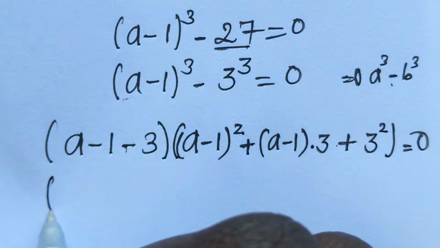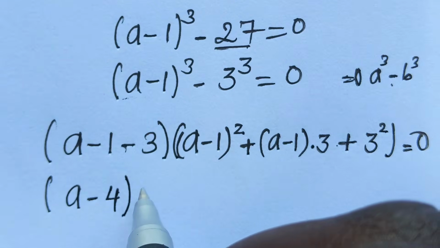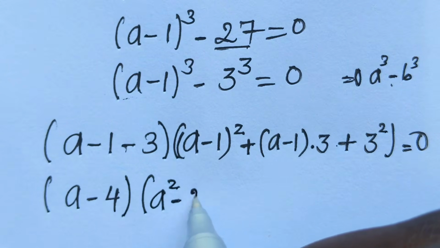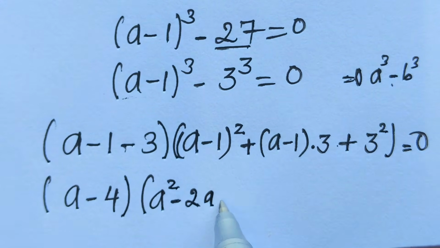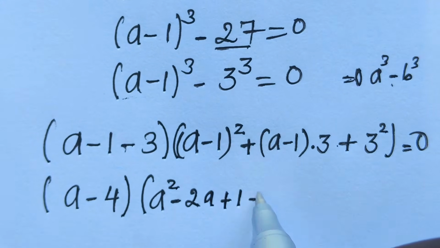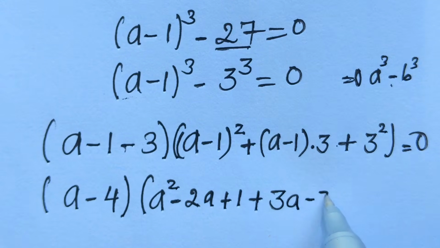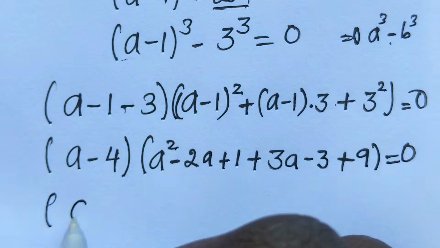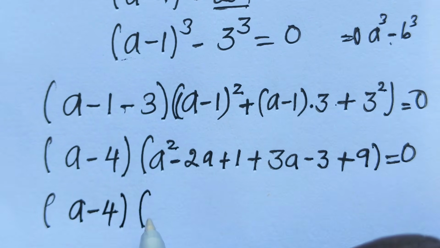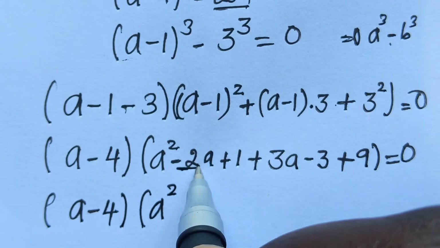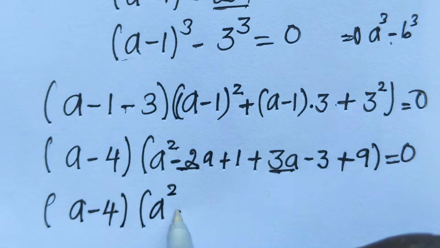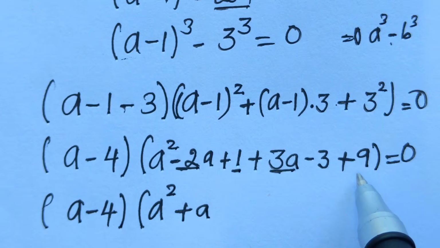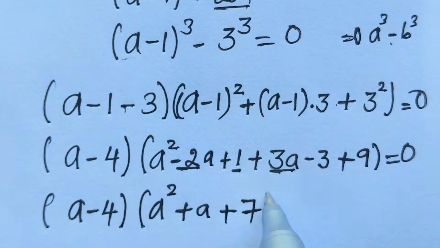And of course here we shall get (a − 4) times (a^2 − 2a + 1 + 3a − 3 + 9) = 0. Then at this stage we have (a − 4) times (a^2 + a + 7) = 0, since −2a + 3a gives plus a, and 1 − 3 is −2, plus 9 is plus 7.